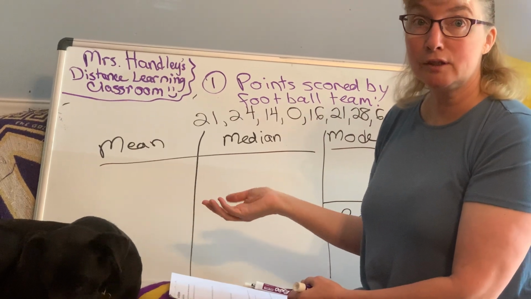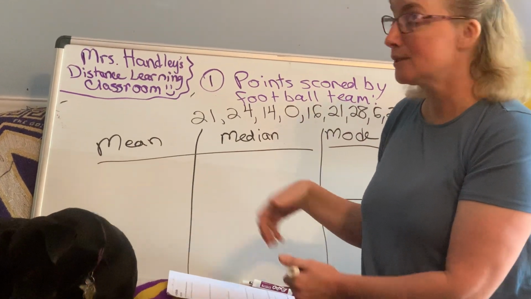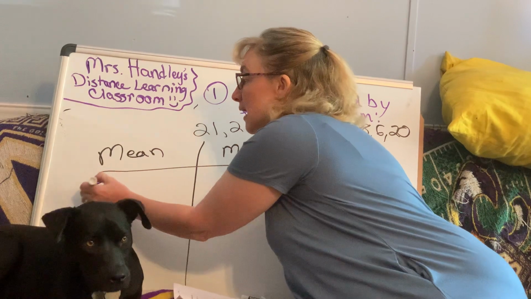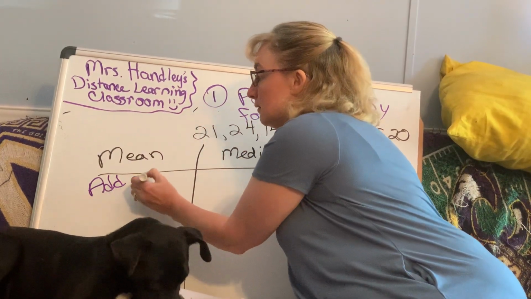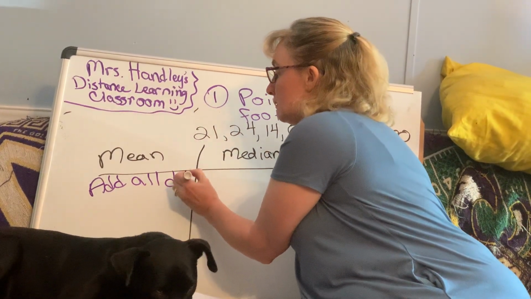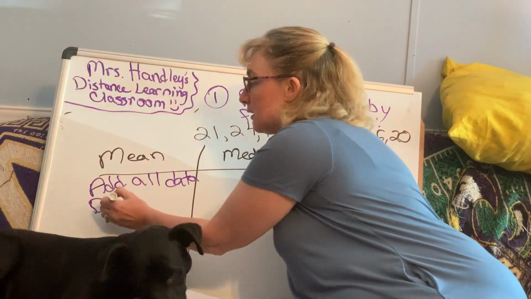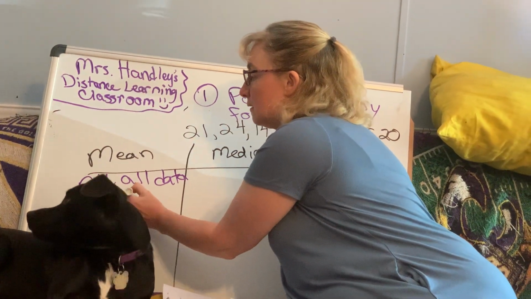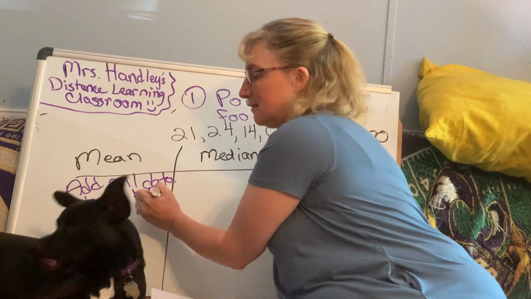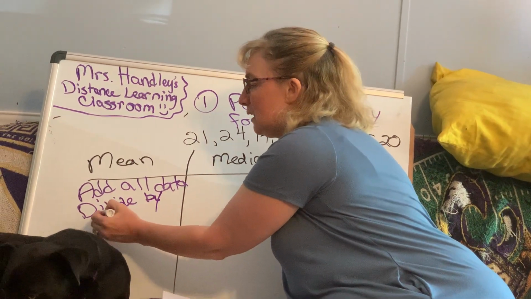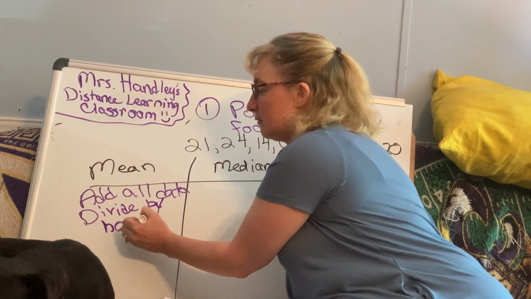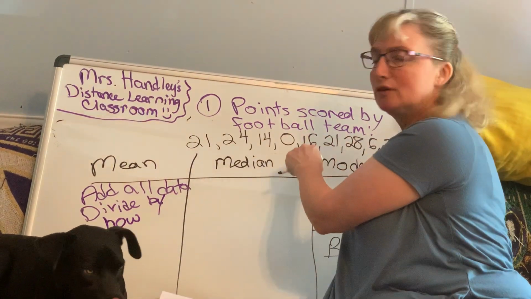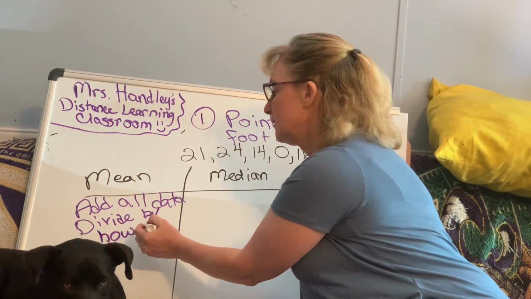So for review, mean is the same thing as average. To find the average, you add up all the numbers, add all data, and then divide by how many data there are, because each number is a piece of data.